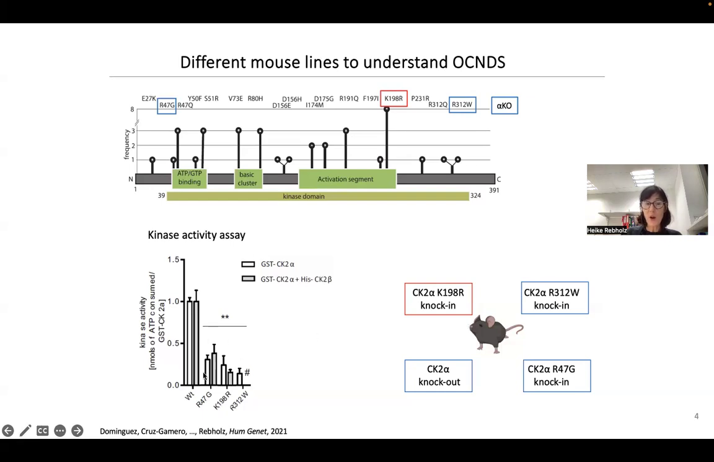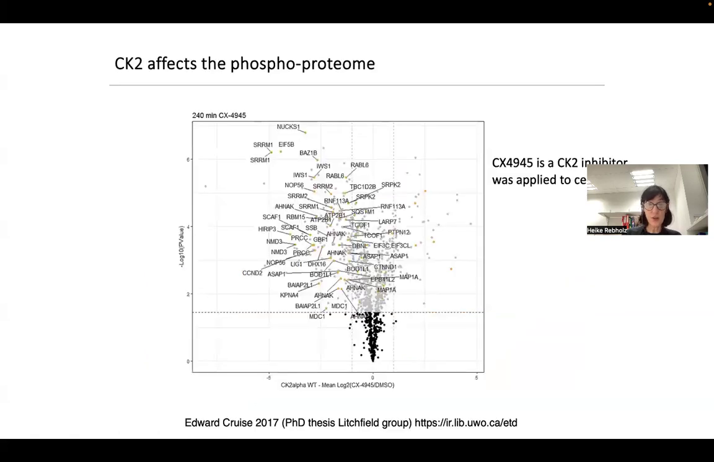We know that all the mutations will lead to a reduced activity of CK2 when we tested basically in vitro, not in a cell, but in the laboratory. So we have indications that yes, this activity of CK2 is changed when we have these mutations.